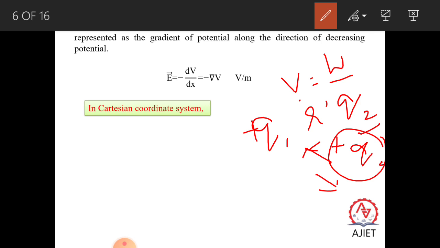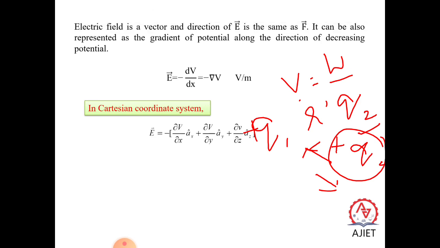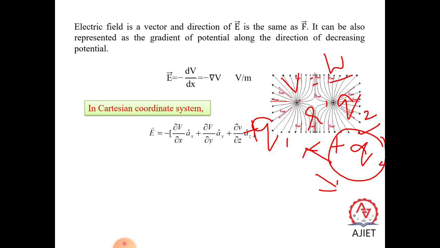Electrostatic potential is characteristic of the electric field associated with the given charge configuration. So it can be written, for a single charge, as E is equal to minus dV by dx, or E is equal to minus delta V. So E is equal to minus (dou V by dou x Ax cap plus dou V by dou y Ay cap plus dou V by dou z Az cap) in the Cartesian coordinate system.